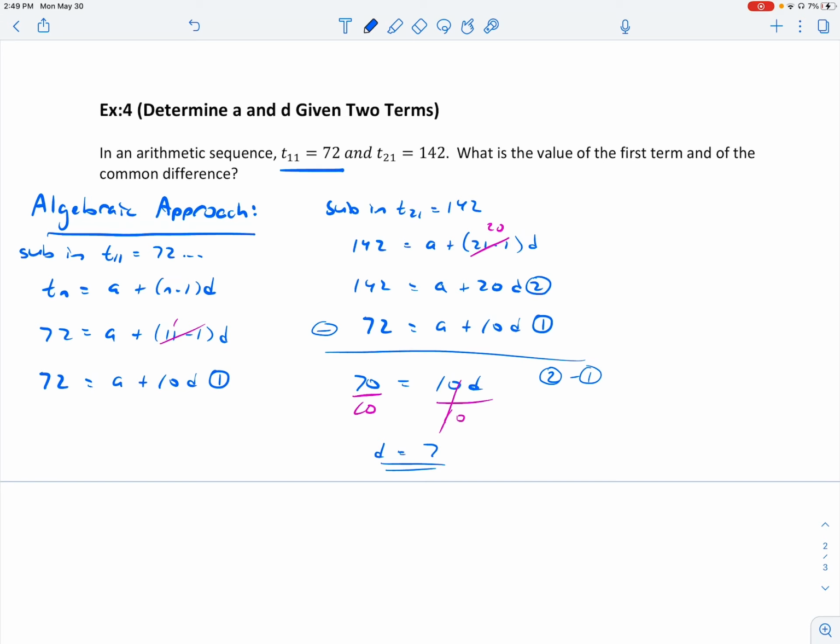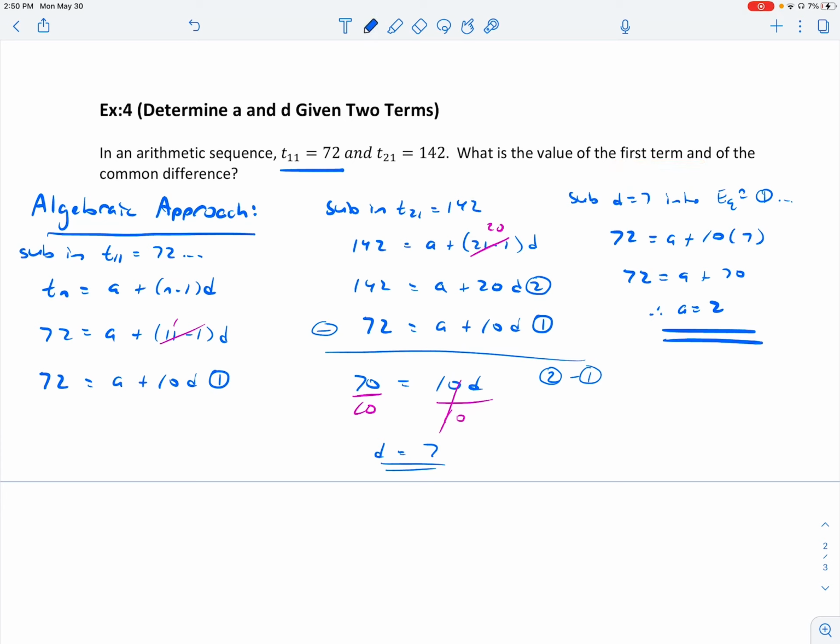All right, now we want to solve for A. Well, we can sub D equals 7 into any equation. I'm just going to pick one. So we have 72 equals A plus 10 times D, and D is 7. So 72 equals A plus 70, therefore A equals 2. All right, so that's an algebraic approach to solving for the first term and the common difference.